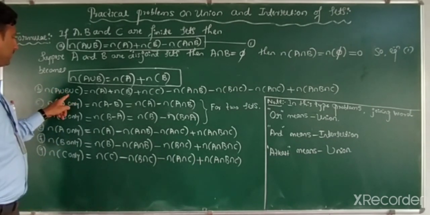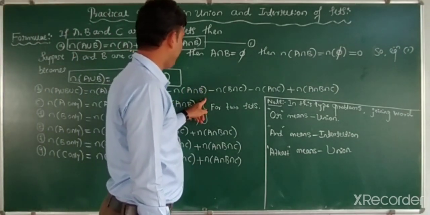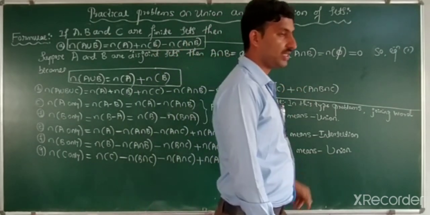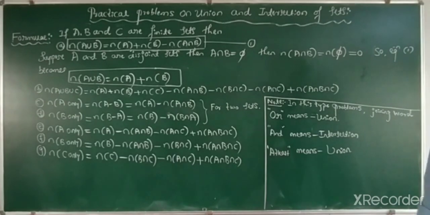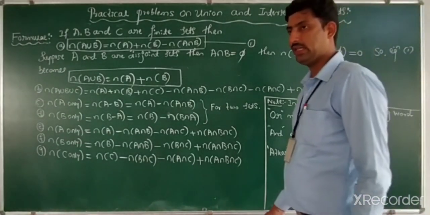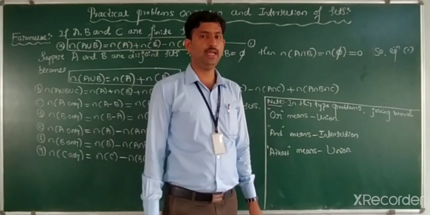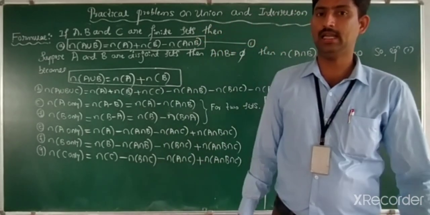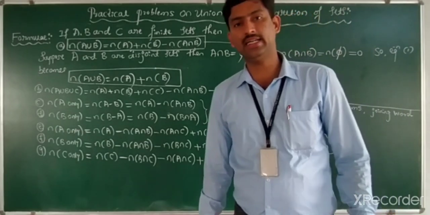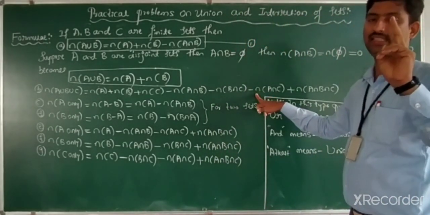n of A union B union C is equal to n of A plus n of B plus n of C minus n of A intersection B minus n of B intersection C minus n of A intersection C plus n of A intersection B intersection C. This formula is valid only for three sets.